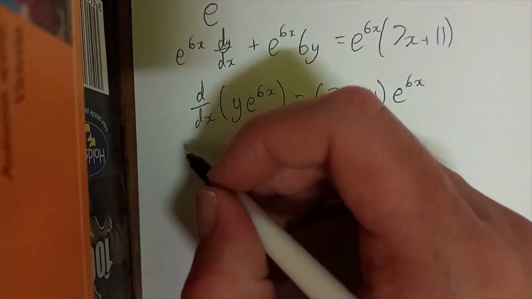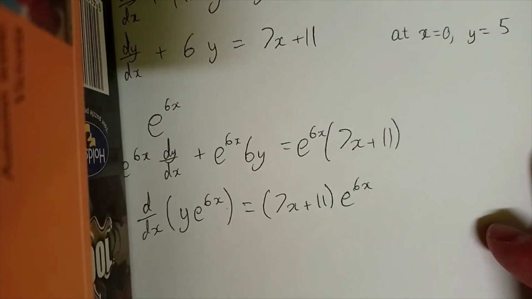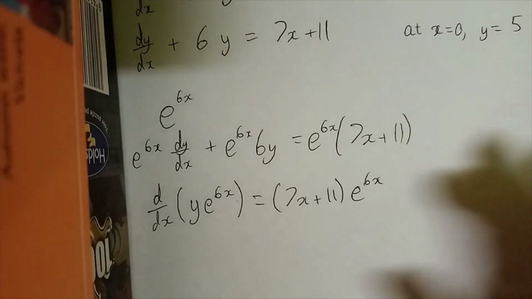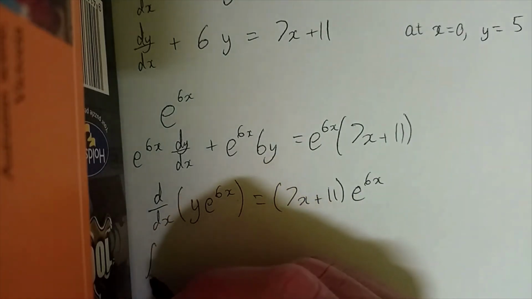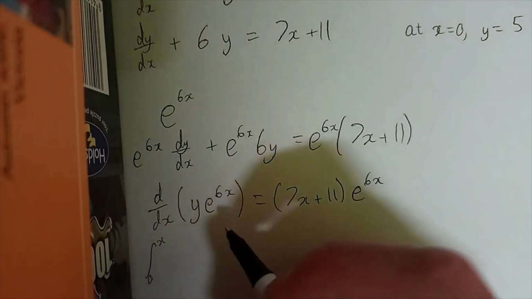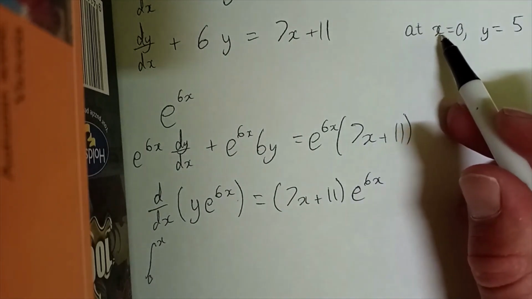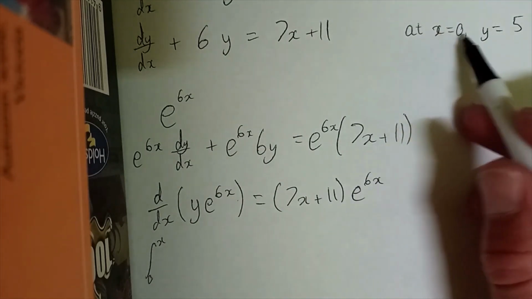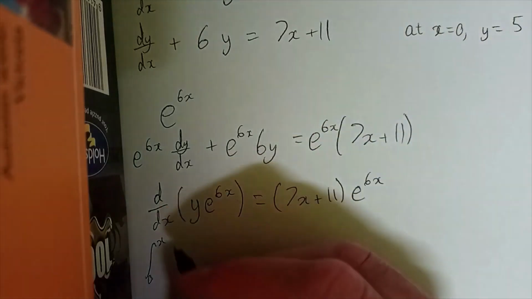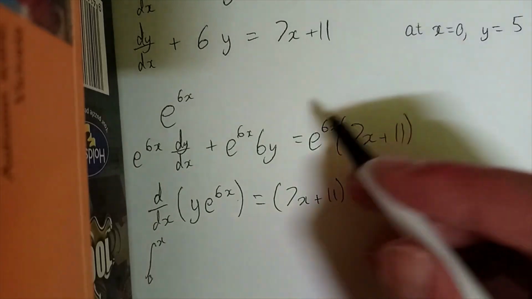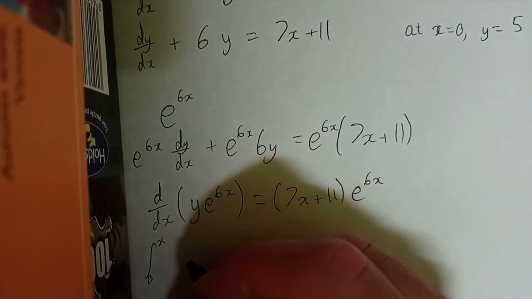And now we can take the integral of both sides, and we'll integrate from 0 to x, because we've got an initial condition involving x being 0. At x is 0, y is 5. So we'll take the integral from x equals 0 to x.